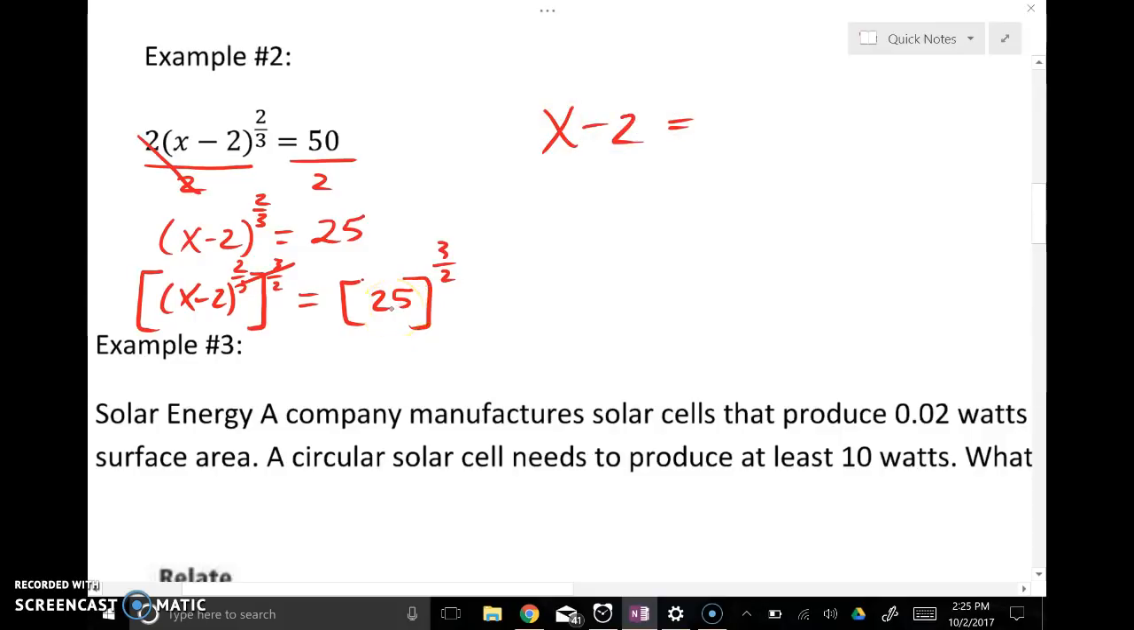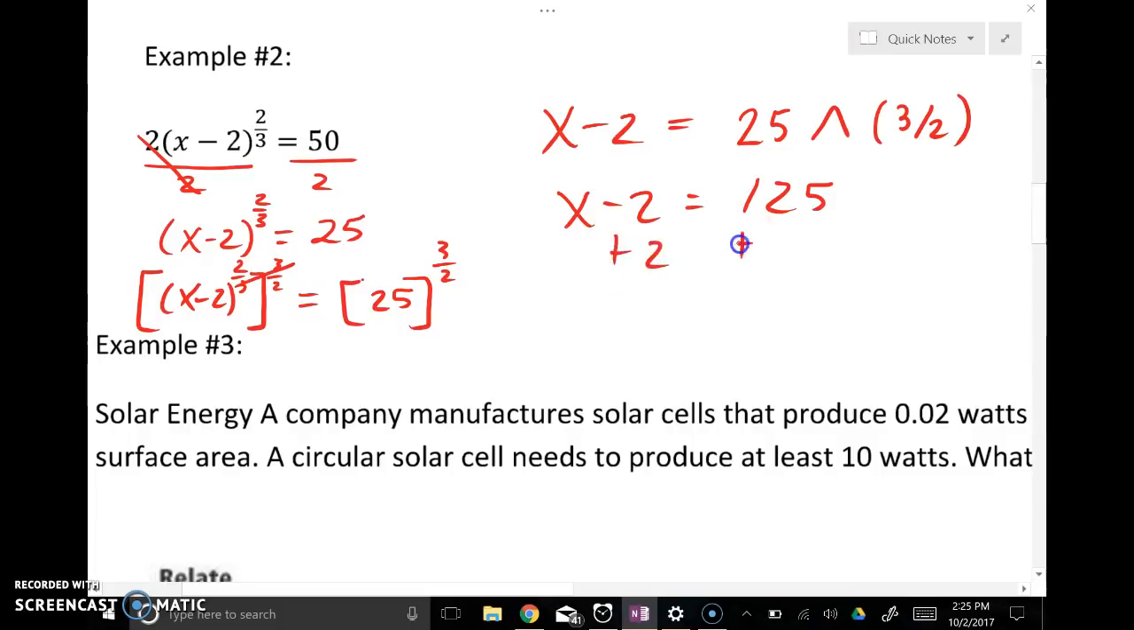Well, that looks complicated, but you could type that into your calculator. If you type that in something like this, 25 to the, that's your exponent key, then use parentheses around the fraction. That's going to give you what 25 to the 3/2 power is equal to. So x minus 2 will be equal to 125. When you type that in your calculator, that's what you get. Well, now you just keep solving. Add 2 to both sides. And I've got x is equal to 127.